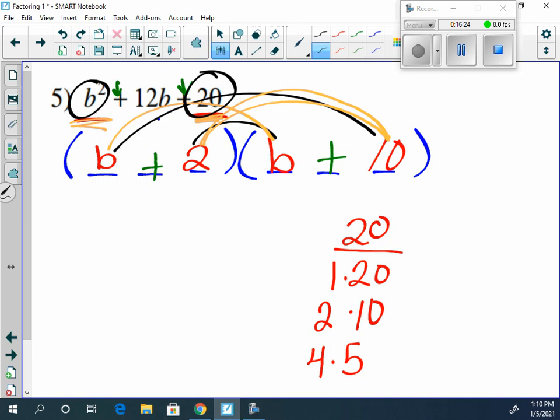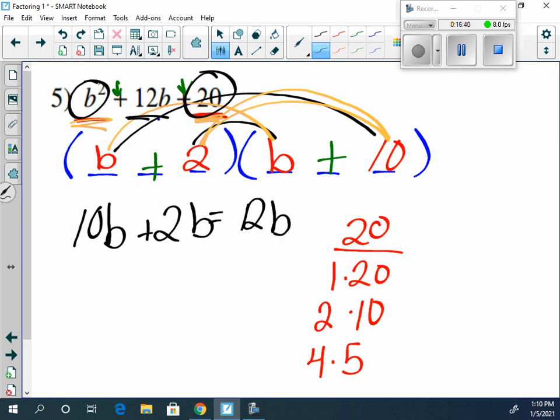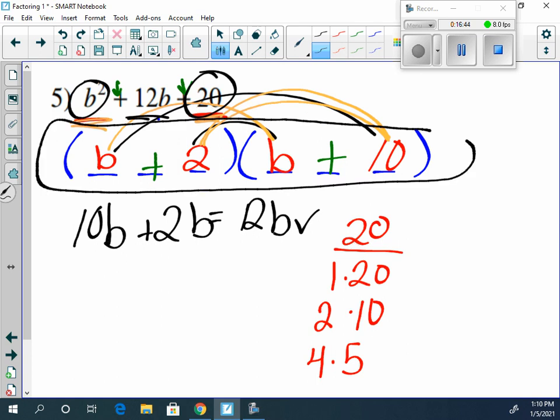So we do b times 10. Positive b times 10, which is 10b. 2 times b, positive 2 times positive b, is 2b. And 10b plus 2b is 12b. Is that our middle term? Well, yes. So that is it factored. And that's all we have to do for this here.